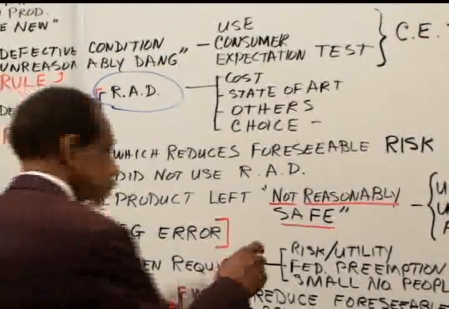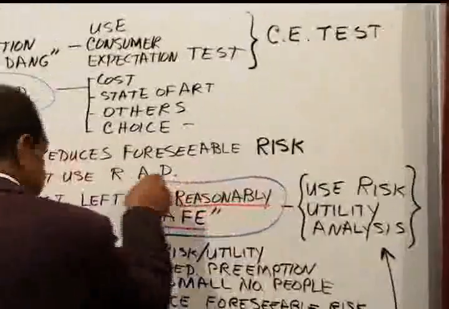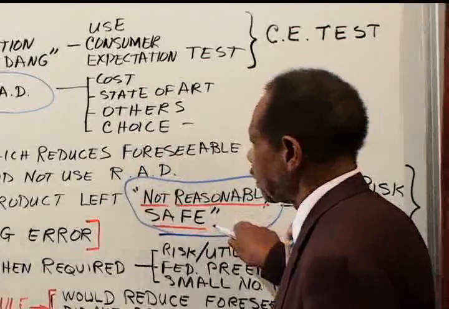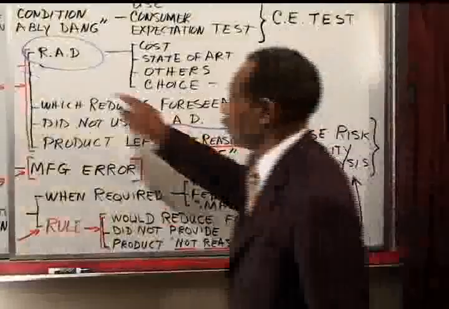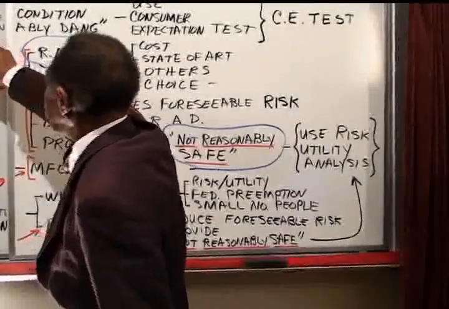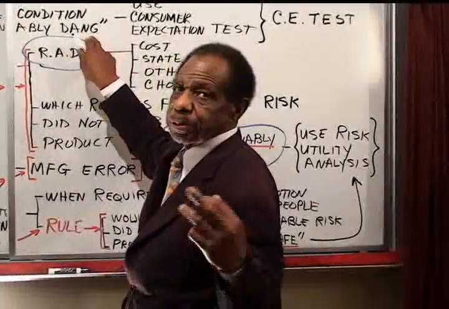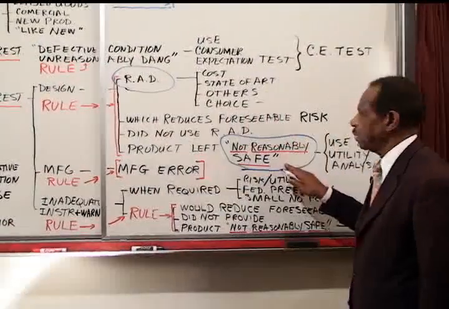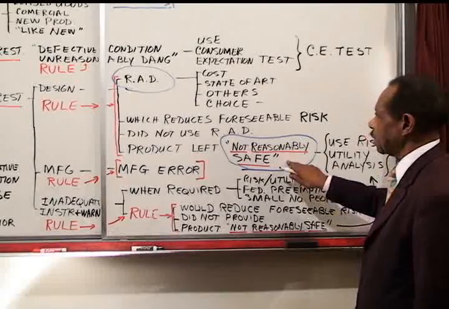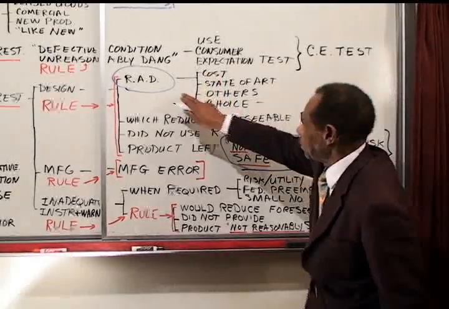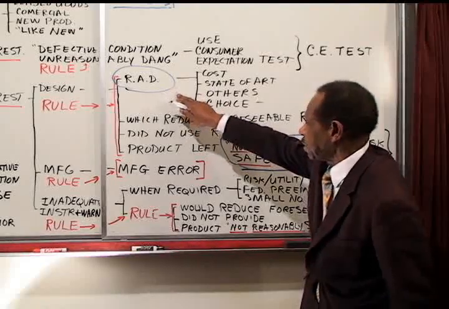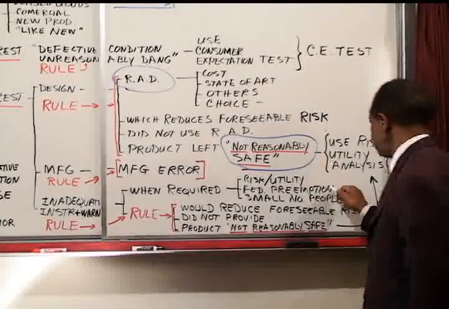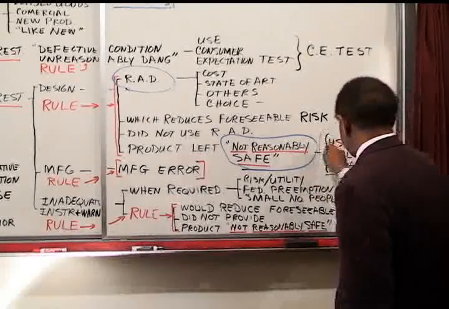Now I want you to pay attention to the difference here. The Third Restatement uses the language not reasonably safe. The Second Restatement uses the language unreasonably dangerous. Be sure that you stick to those two different kinds of language when you're doing this. If it's not reasonably safe, how do you decide if a product is not reasonably safe? This is how you decide: if there is a reasonable alternative design which reduces the foreseeable risk, was the product not reasonably safe? Use the risk-utility analysis to do that. Okay.